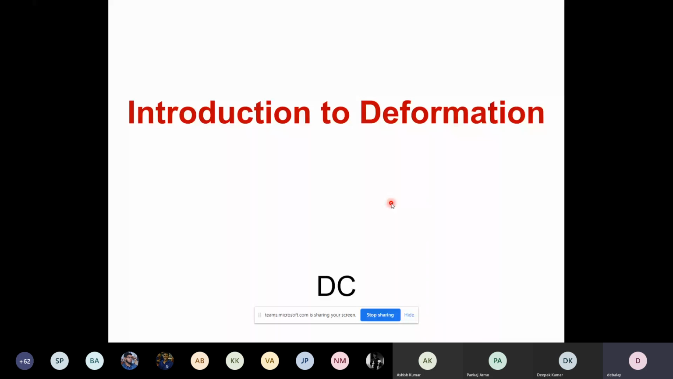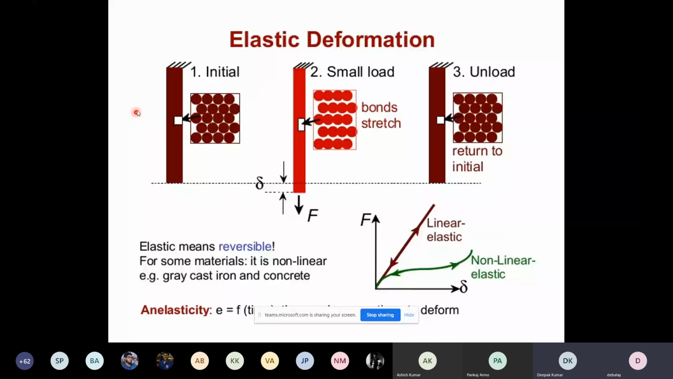Just let me show you the slides. Initially there is a set of atoms. When you apply a force, the atoms get stretched. Here it is written bonds are stretched. And if you release the load, they will go back to the initial position, if it is elastic behavior, if it is perfectly elastic behavior.